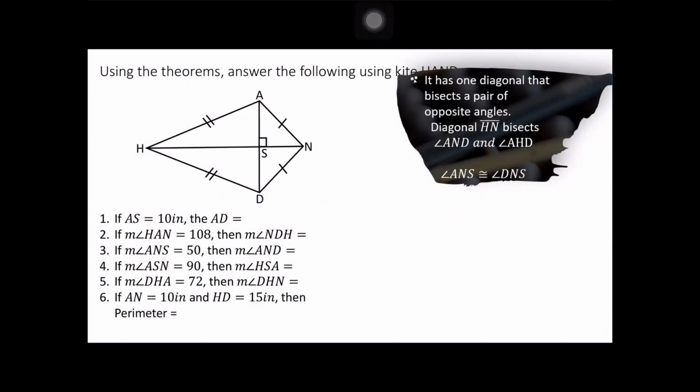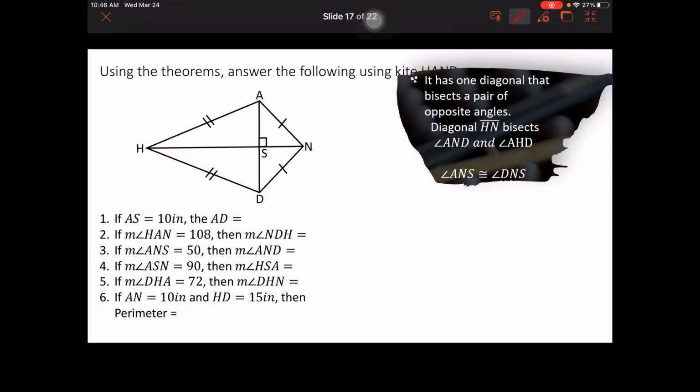Okay, if the measure of angle ANS is equal to 50, ito po yun. This is ANS is equal to 50 degrees. And then, the measure of AND is blank. Yung kabuuan daw. Ano daw pong measure ng kabuuan? Ito po yung ating theorem related to that. It has one diagonal that bisects a pair of opposite angles.